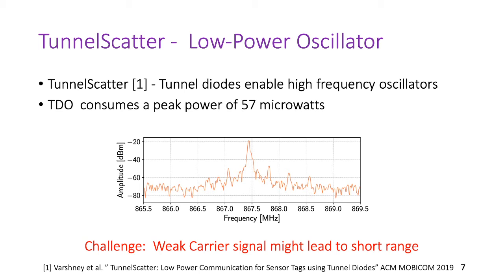But the key challenge that we face while integrating the tunnel diode oscillator in the tunnel emitter is that it generates a very weak carrier signal. That means we are generating a carrier signal of about minus 19 dBm in strength. And for backscatter systems, the communication range scales with the strength of the carrier signal, and thus a weak carrier signal might achieve a very short communication range, which limits the application scenarios. A weak carrier signal does not impact the range of our system, tunnel emitter.